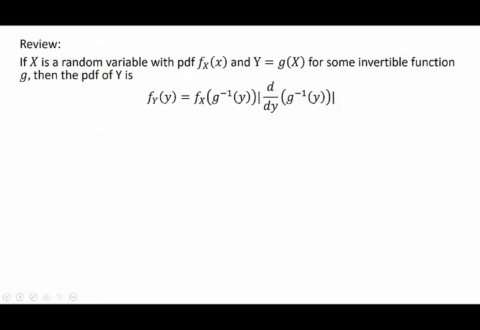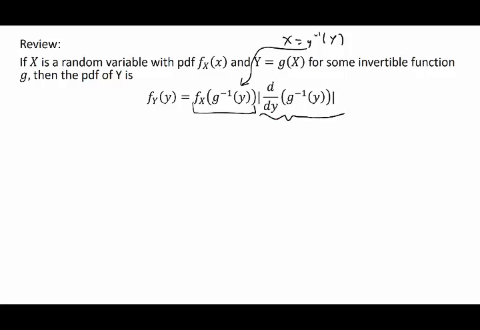In the 1D situation, in fact, we saw an example of this in the last video. If x is a random variable with PDF f_X of x and y equals g of x for some invertible function g, then the PDF of y is given by the following. The first term here, excuse me, not including that bar, is we just plug in. If y is g of x, that means that x is g inverse of y. So we plug this in to the PDF of x. That's just a simple substitution. The next factor is a little more complicated. It's the derivative of the inverse of y.